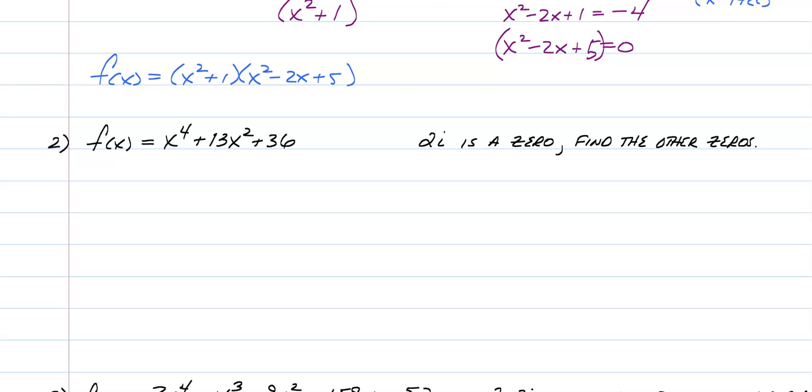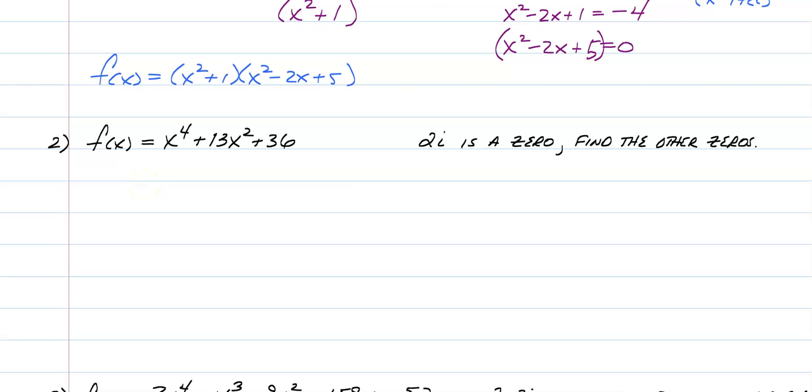2i is a 0, find the other zeros. This is synthetic division. You have done synthetic division with real numbers before. Now we're going to do it with imaginary numbers. The trick is this is going to take 2 steps to do. Imaginary numbers just makes the multiplying part a little bit more complicated, but you'll see how it's going to work out.